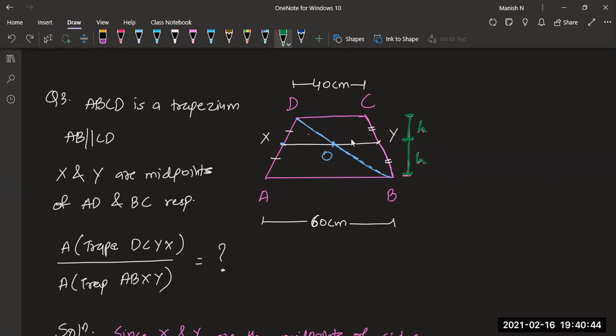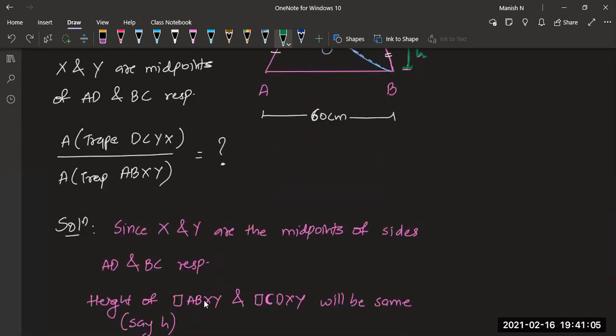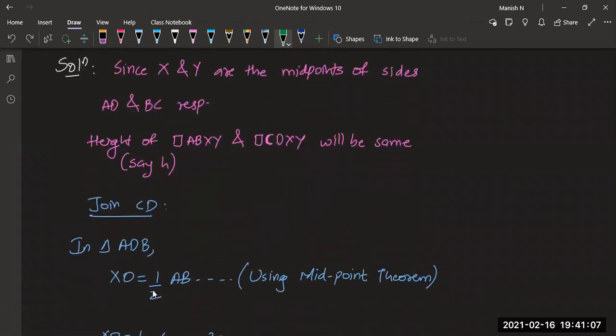So the area of DCYX is half into XY plus CD, right? But do we have XY? You would say first we need to find XY. How will we get XY? We will be using the midpoint theorem, which we have studied in the triangles chapter, right?